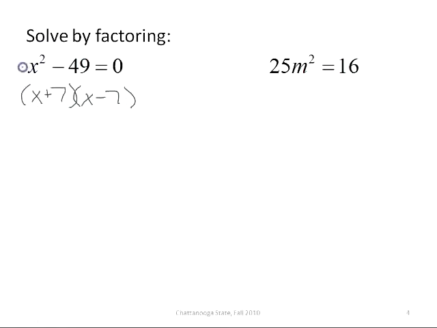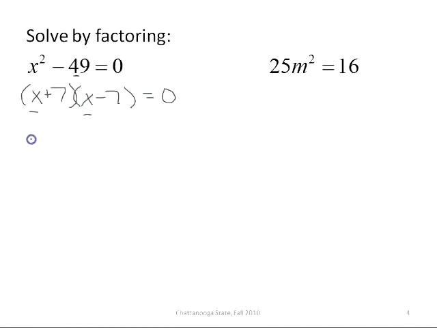You'll take whatever you square to get your x squared and put it in the first part of each parentheses, and whatever you square to get the 49 and put it in the second part of each parentheses. You'll have addition in one and subtraction in the other. So we factored our difference of squares.